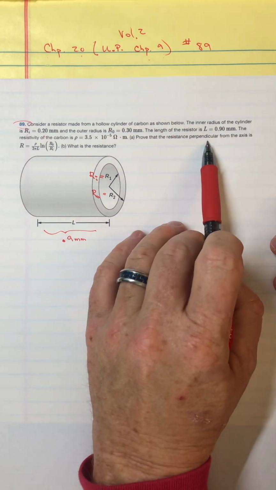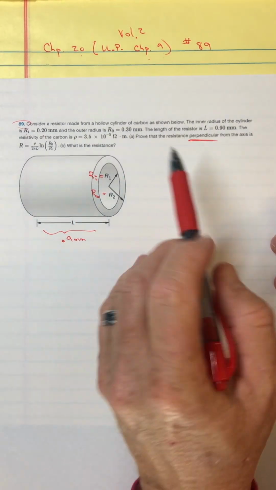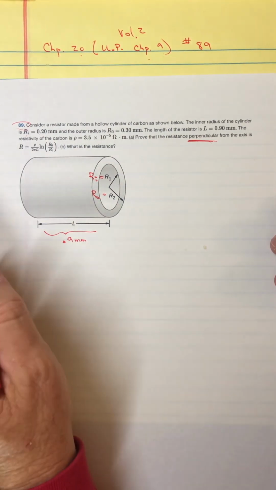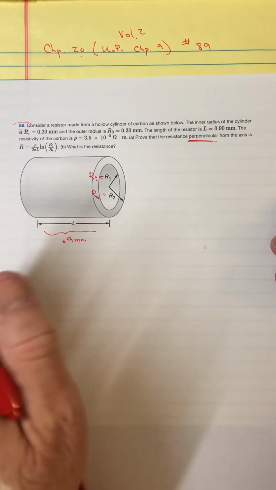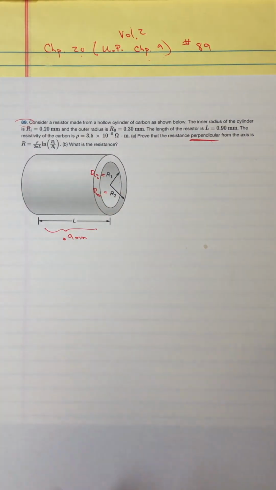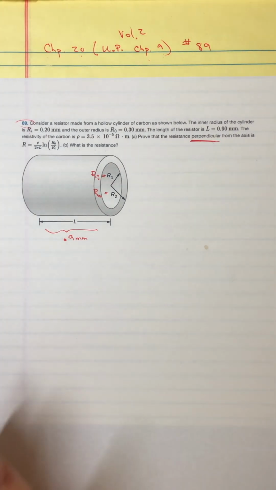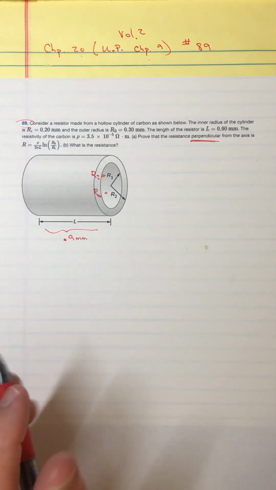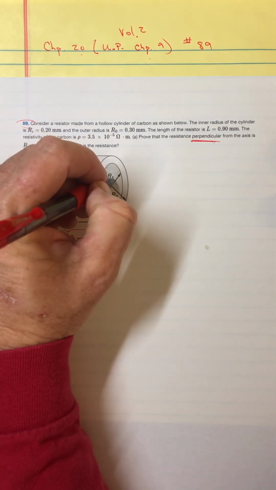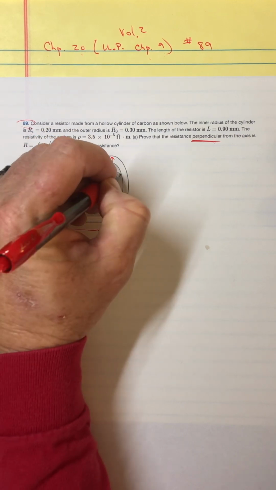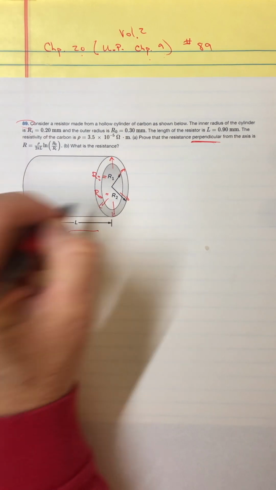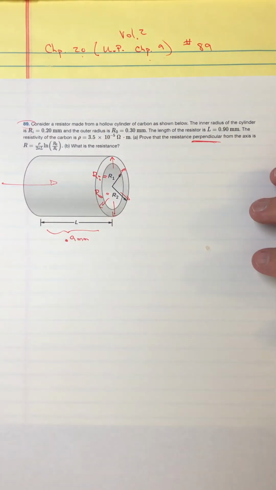Prove that the resistance, and this is an important phrase right here, perpendicular to the axis is given by this value. And then, of course, what is the resistance? So part B is going to be the easy part. We're going to be able to plug these numbers into this equation and get the resistance, okay? But I also want to make it clear that the current is flowing in what we'd call a radial direction. It's flowing outward.